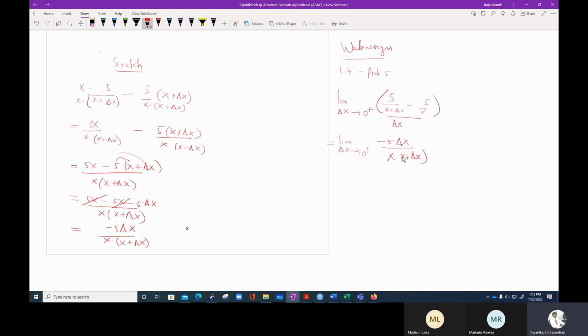So this is the one I am getting only by simplifying the numerator. Remember, in the denominator itself, you see the delta x. So it should be somewhere here. In the denominator, there's delta x. Now you see in the numerator also, I see the delta x. These two are going to be cancelled with each other. So it's now going to be limit delta x goes to 0 plus of negative 5 over x times x plus delta x.